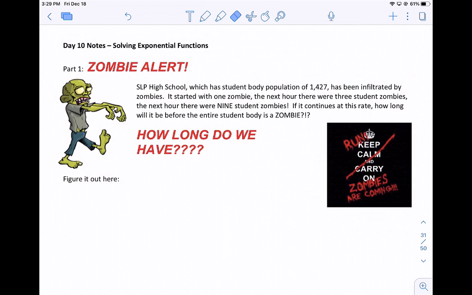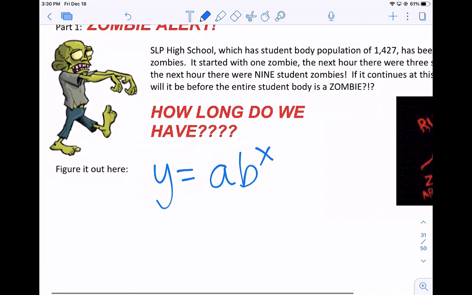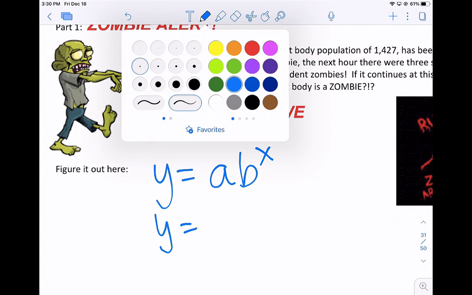How long do we have? And we can see that we're multiplying by a number every time, so this would be an exponential function. And if you recall, for an exponential function, we have y equals a b to the x, where a is the starting value, b is your rate of change, and x is time. So let's plug in what we know. We know we started with one zombie.